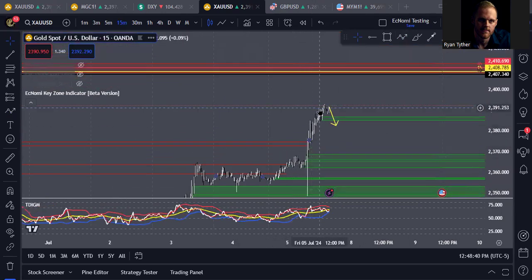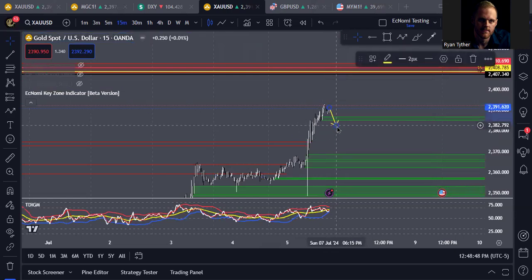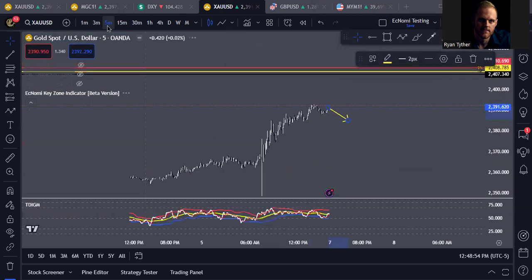So now that it broke here, we have a higher high. What comes after a higher high? A higher low. That means we could expect price to pull back, and where to? Either to this zone right here and then continue higher. Maybe there's some lower time frame ones.